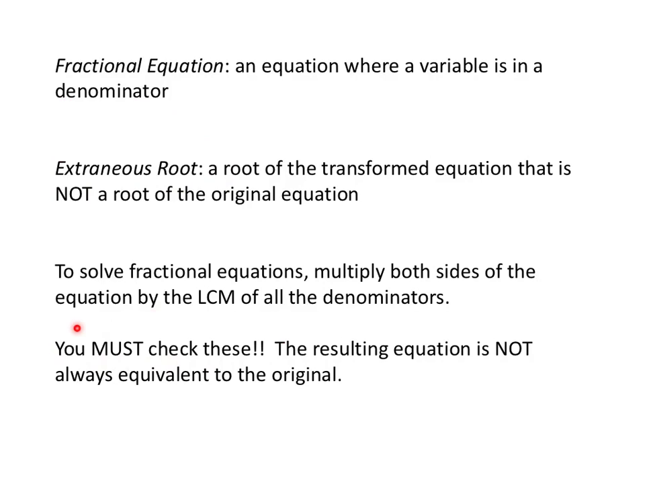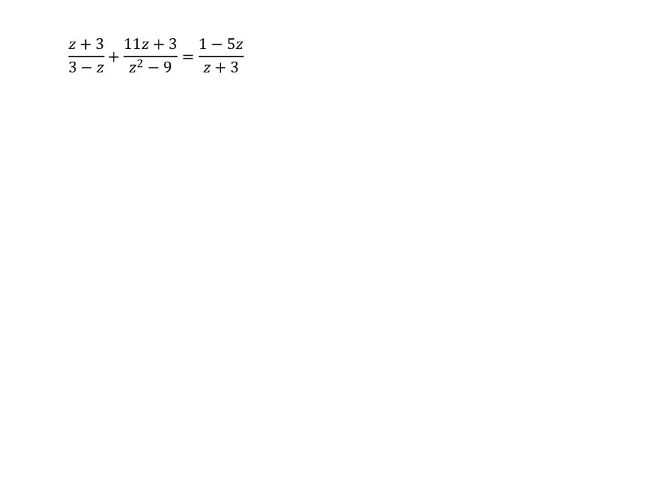To solve these, you're going to do just what you've been doing. You're going to multiply both sides of the equation by the least common multiple of all the denominators. That way you're going to clear out the denominators from the equation. So let's take a look at the first example.